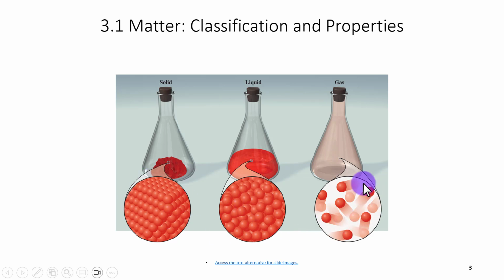And finally, when I move all the way to a gas, those particles are moving quite fast. They have high kinetic energy, and the distances between them are pretty large compared to the size of the particles themselves. And they take, as you can see, the whole shape and volume of the container, and those particles are much freer to move than in the liquid or solid phase.